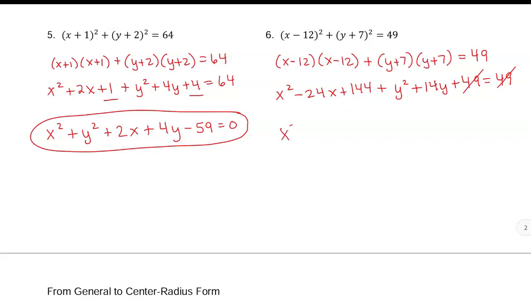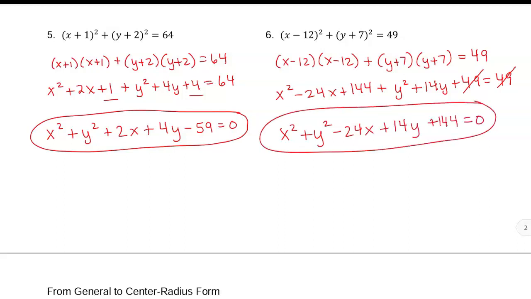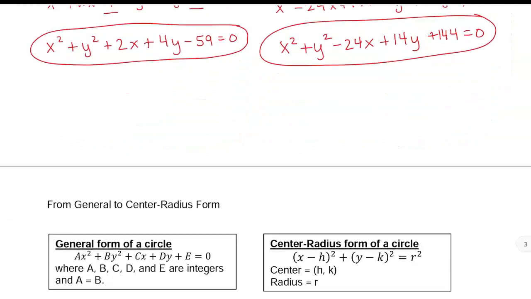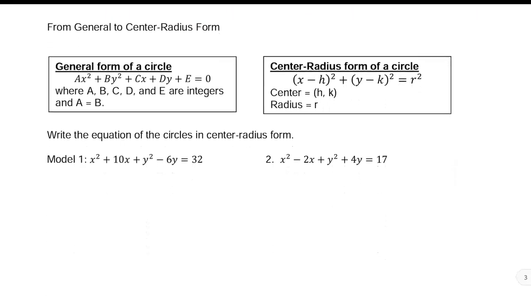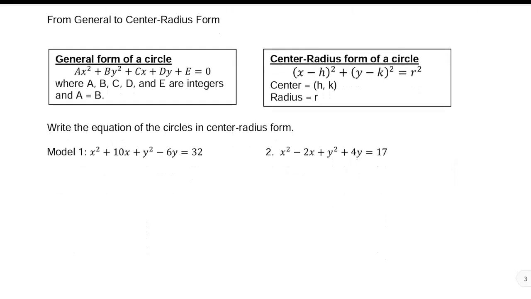The first term is x squared followed by y squared. Then you should have minus 24x plus 14y plus 144. That equals 0. That is what is referred to as general form. So these are circle equations in general form. Let's turn the page and look at how we're going to change general form back to center radius form.